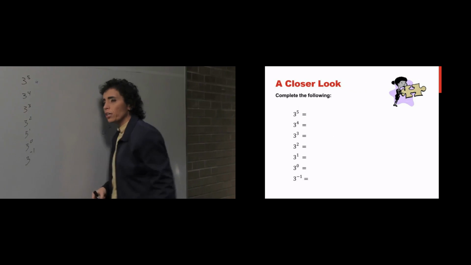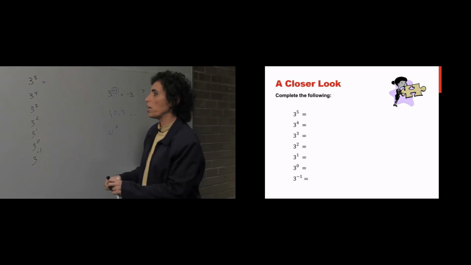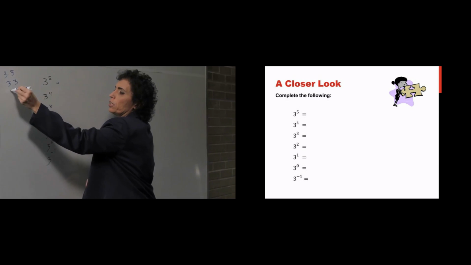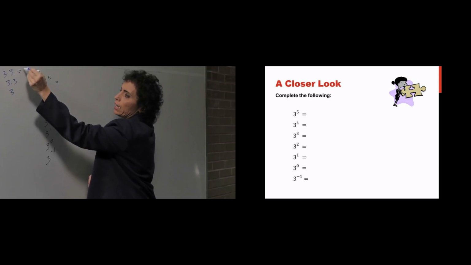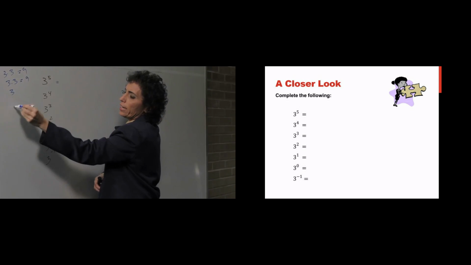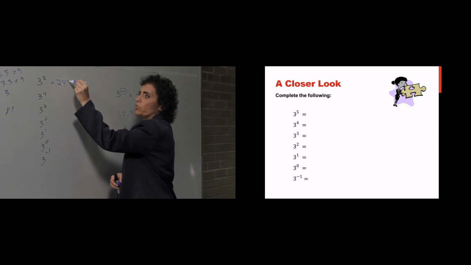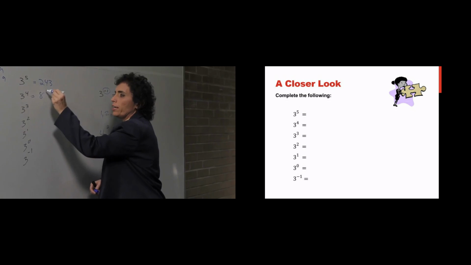Okay, 3 to the 5th. 3 to the 5th is 3 times 3 times 3 times 3 times 3. And what is that? 3 times 3 is 9. 9 times 9 is 81. 81 times 3 is 243. So this is 243. 3 to the 4th is 81.